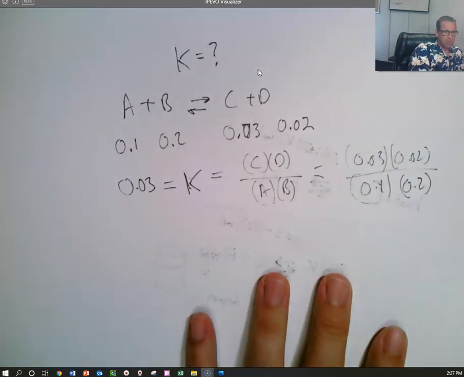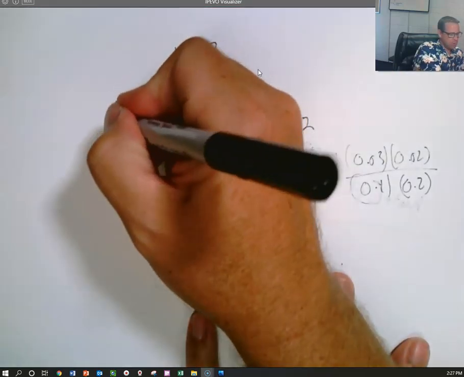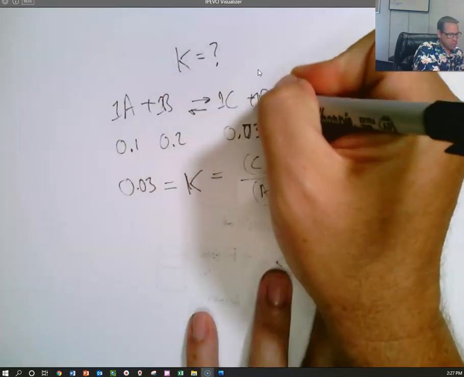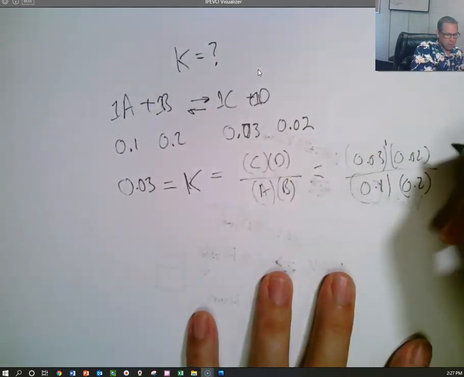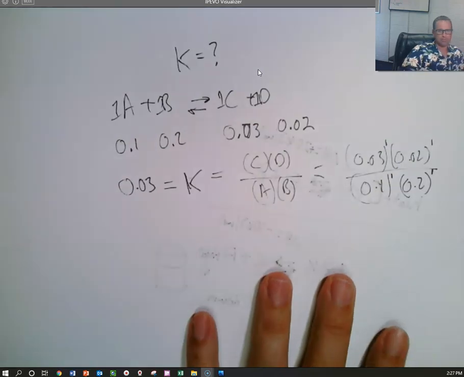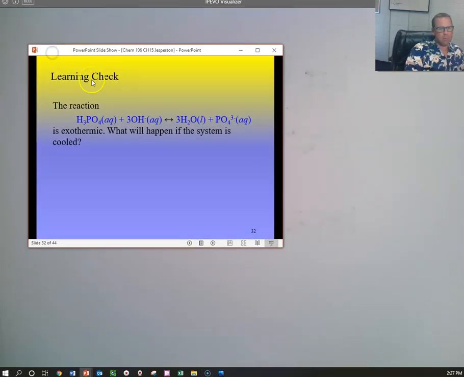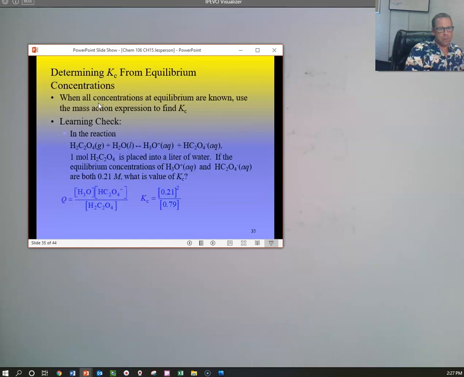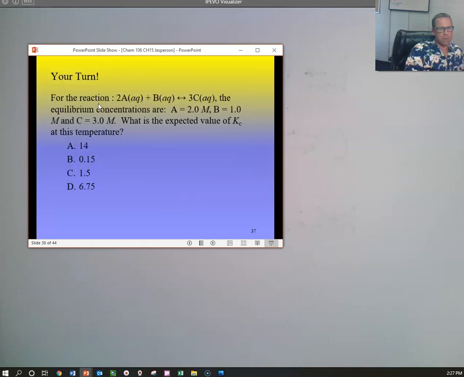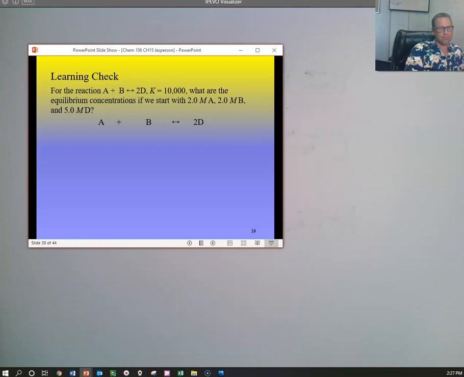Excellent. Now, I've been lazy and we haven't used any coefficients other than 1 on most of these problems. But remember, whatever the coefficients are, the concentrations are going to have to be raised to those values here. So, one last review that we'll do is the problem that we did before we left last class, which is this one right here.